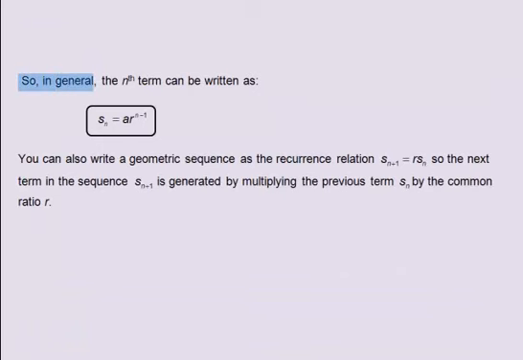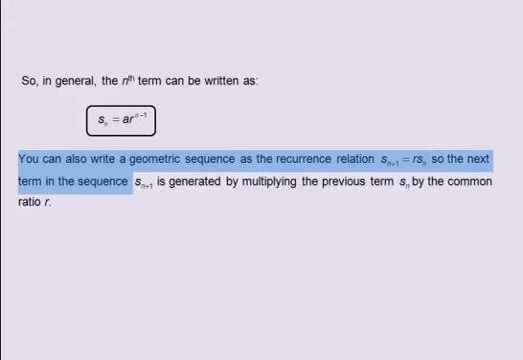So, in general, the nth term can be written as Sn equals a multiplied by r to the power n minus 1. You can also write a geometric sequence as the recurrence relation Sn plus 1 equals r multiplied by Sn. So the next term in the sequence, Sn plus 1, is generated by multiplying the previous term, Sn, by the common ratio r.